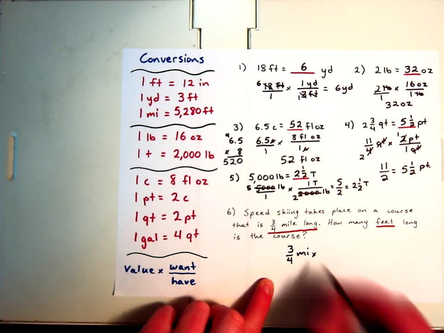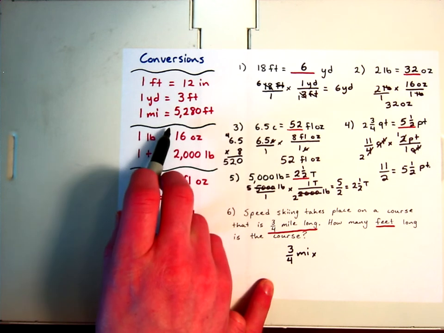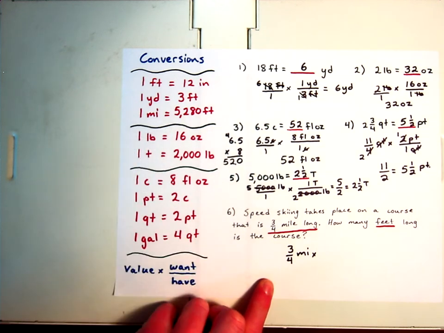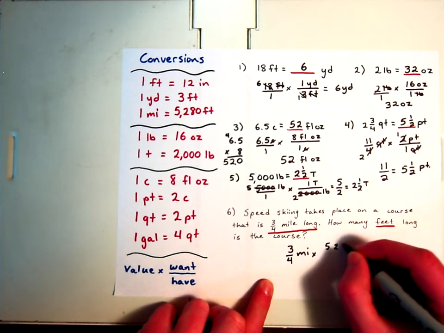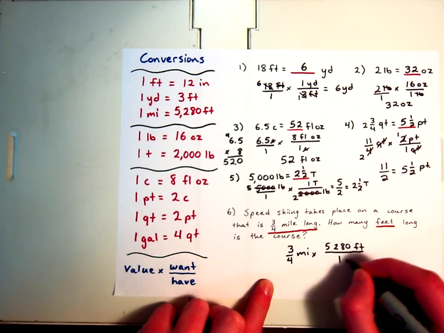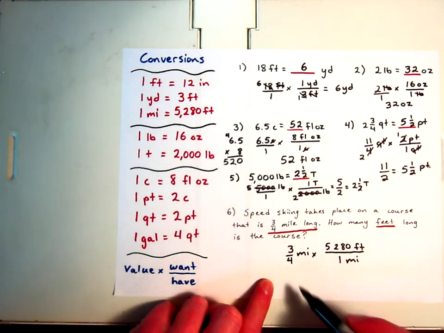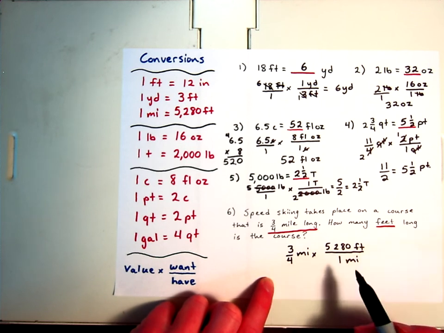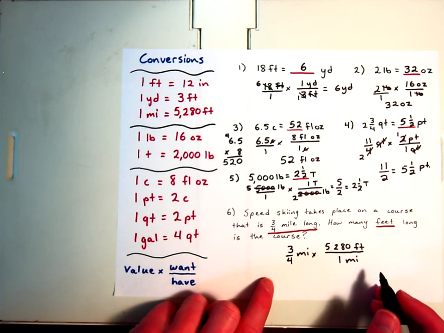So I'm going to look and I'm going to say, okay, I'm looking for my conversion for miles and feet. I have 1 mile equals 5,280 feet. Well, I want feet, so feet needs to be in my numerator. So 5,280 feet over 1 mile. Well, we can look here and say, all right, do these have common factors to simplify? The answer would be yes, but you might not see that right away. So we're going to just multiply it out as if we don't see that.